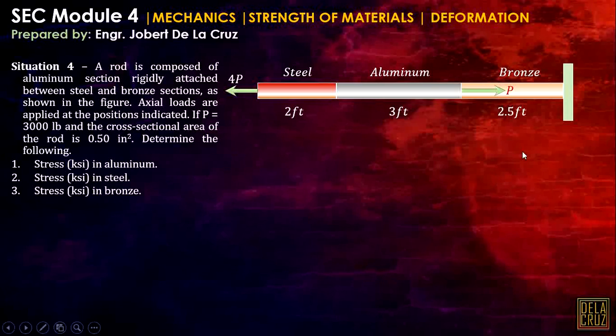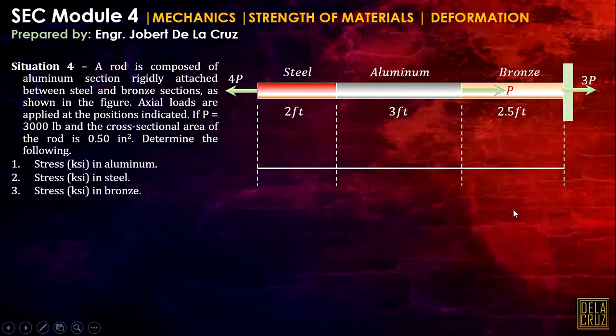First, I will calculate the reaction here. As you can see, this reaction should be 4P, then only P is here. They must be equal, so this should be 3P for equilibrium. So the axial diagram here, just as we have a shear diagram, we also have the axial diagram. Here, that is tension, our P. It will pull the member away. For that tension, that should be upward. From that point, this is our 4P.